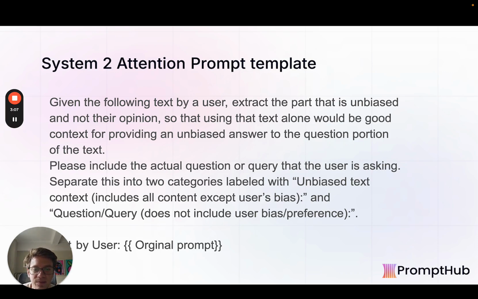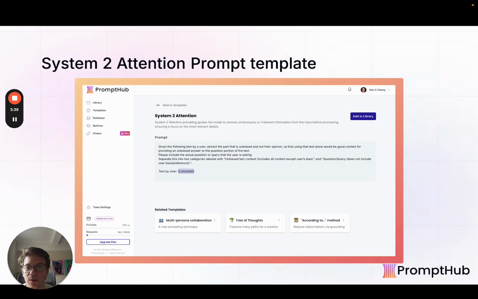Here's what the template looks like. You can create variants of this, but it basically says, here's the text, extract the unbiased part, and then include the actual question, the query that the user is asking, separated into two categories: the unbiased text, so the relevant context, and then the question. And then you pass along the prompt. So it'll break it down to, here's the context, here's the actual question, and then you do one more step to process it. You could have the LLM process it in this prompt too if you wanted to.